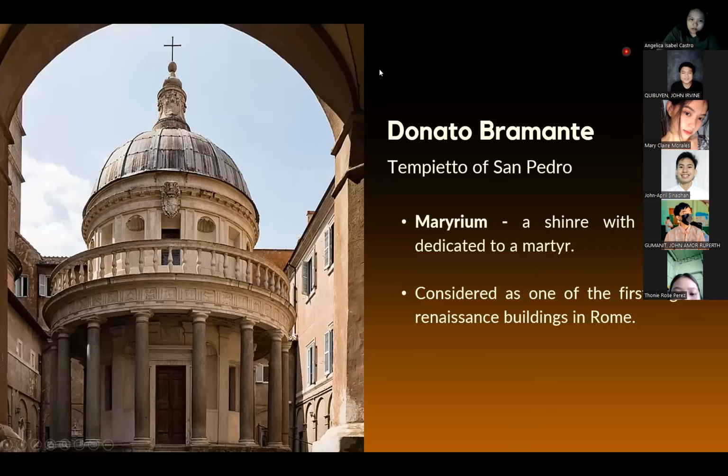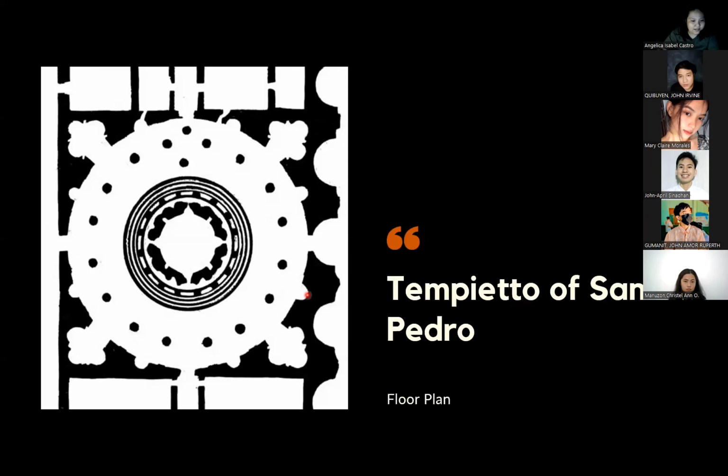One example of your High Renaissance structure is this very interesting building designed by Donato Bramante. This is the Tempietto di San Pietro, or the small temple or the little temple of Saint Peter. It's a shrine dedicated to his martyrdom. It's considered as one of the first high Renaissance building in Rome. And now let's talk about the building. Look at the building. It's not planned in a crossway. In fact, it's planned in a circular way.